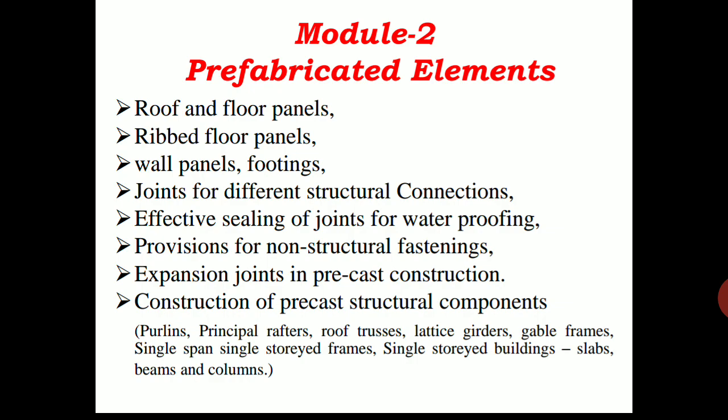And then construction of precast structural components. You will have different elements here, such as purlins, principal rafters, roof trusses, lattice girders, gable frames, single span single storied frames, single storied buildings, slabs, beams and columns. So about the prefabricated elements we will study in module 2.